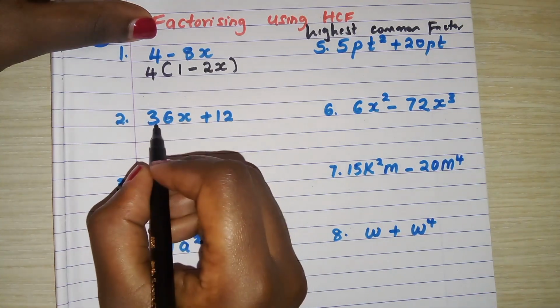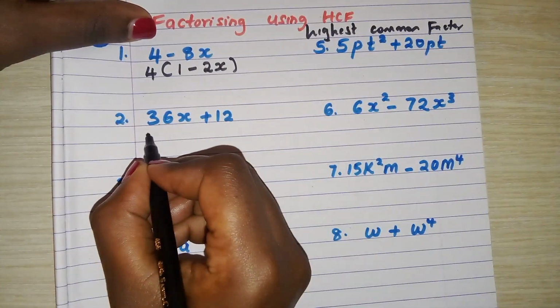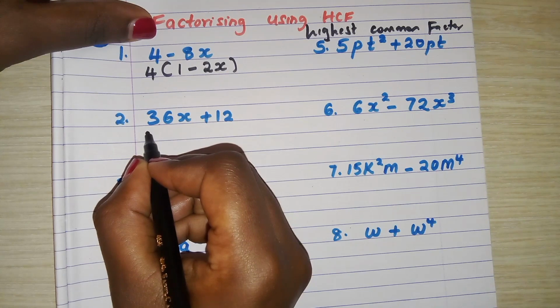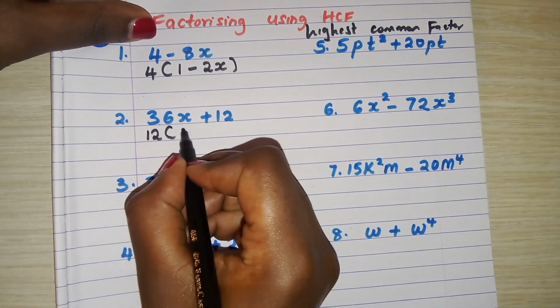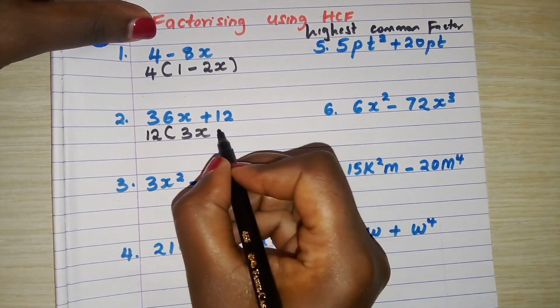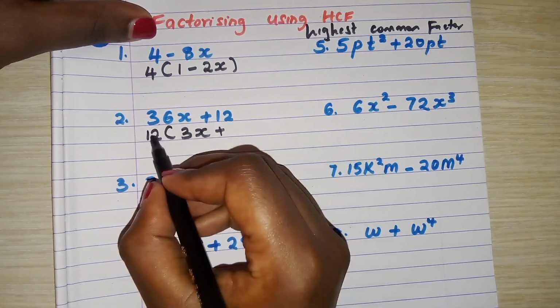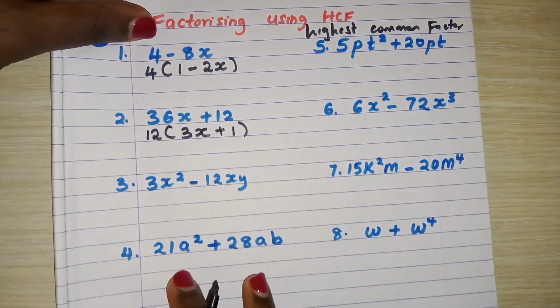Now the highest common factor for 36 and 12, the highest number that can divide both of them is 12. So 36 divided by 12 is 3, and then you put your x plus 12 divided by 12 is 1.